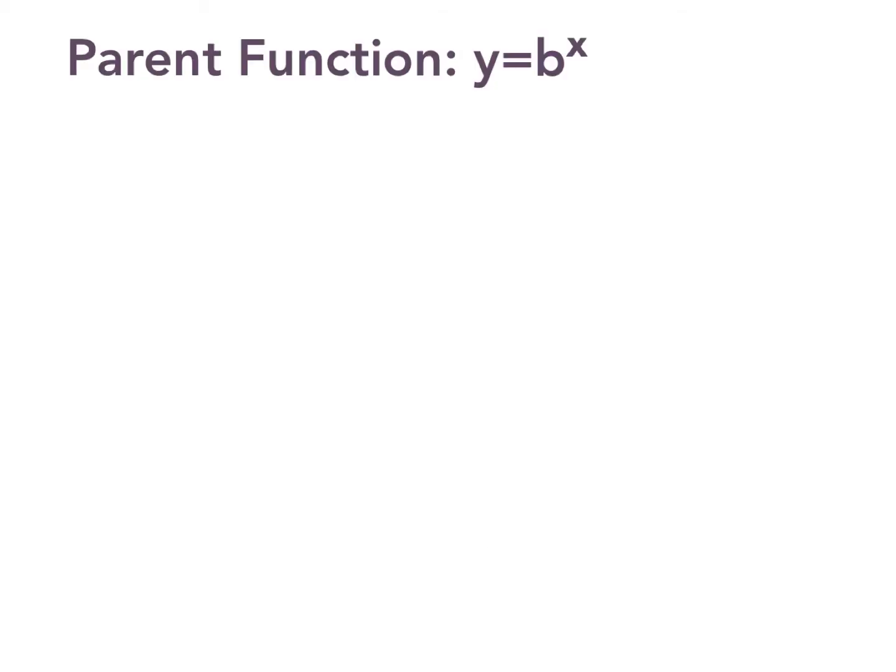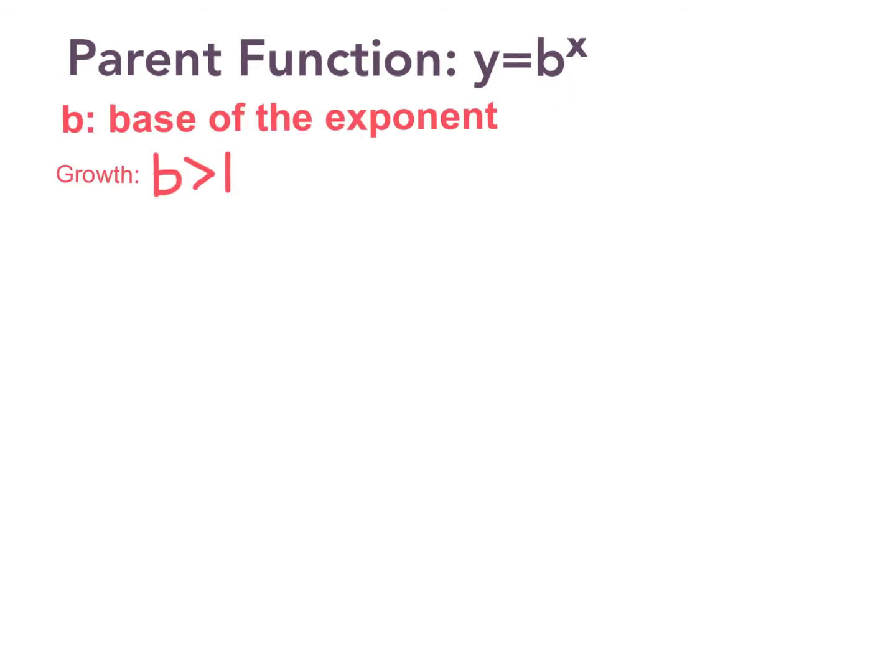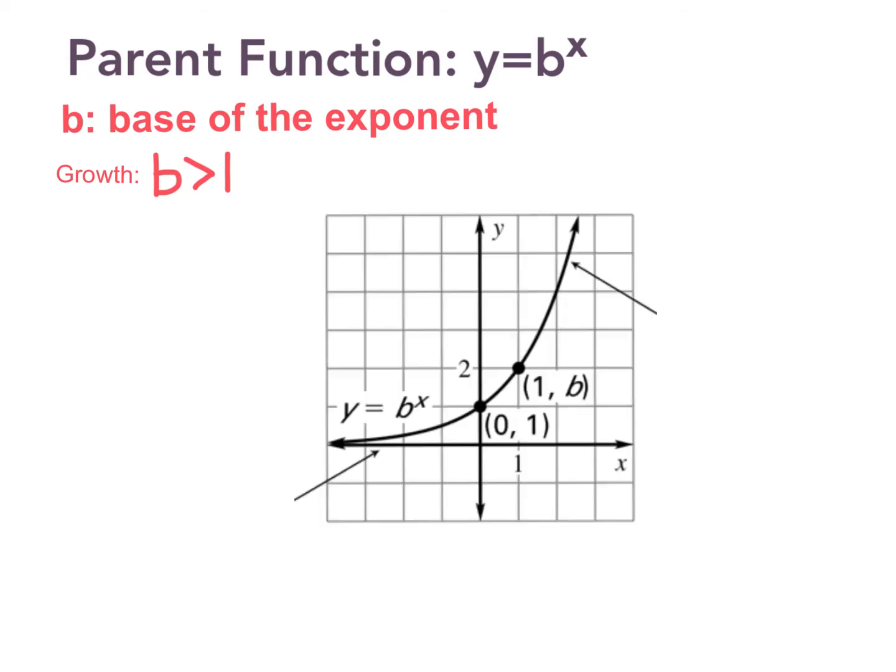All right, the first thing that we're going to talk about is the most basic form of an exponential growth function, the parent function, y equals b to the x. We call it b because it's the base of the exponent. For growth, b is going to be greater than 1. We'll talk about decay soon. On this graph, there are always going to be two very important points, (0, 1) and (1, b). Those will always be the very first 2 points that we plot before we transform any of these functions.